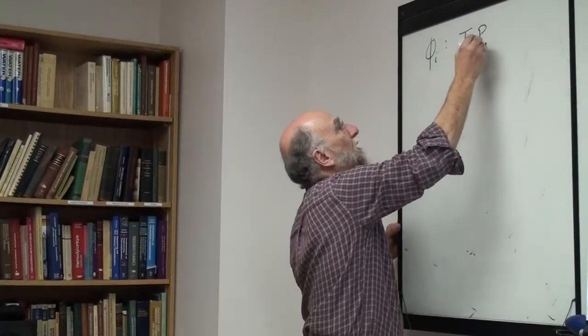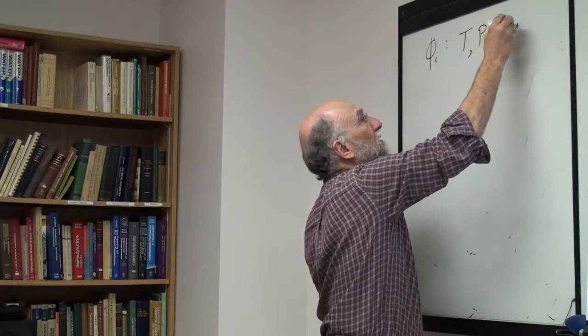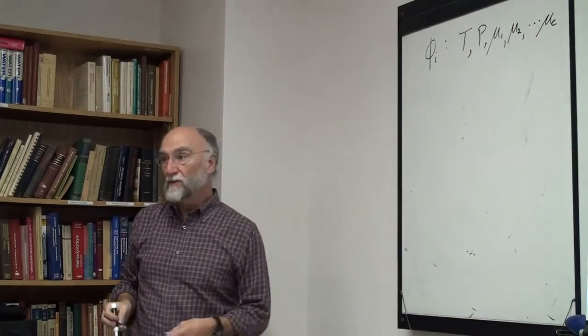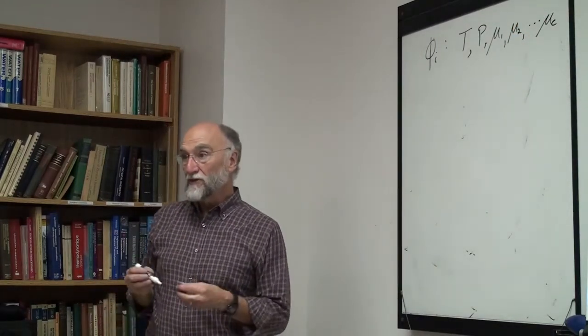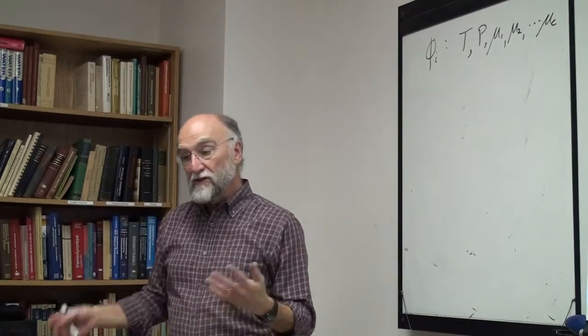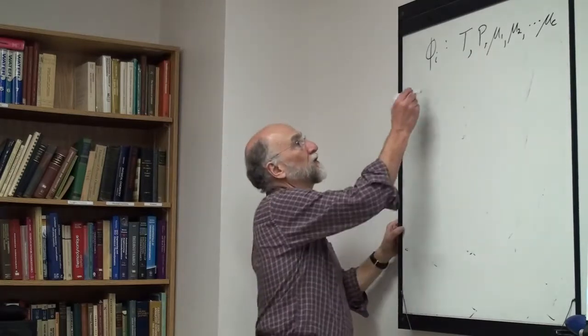Low pressure, and the chemical potentials mu1, mu2, up to mu c, the chemical potentials of the components. Those are the potentials. This is the chemical potential for component 1. Component 1 will go from high potential to low potential. When the system is at equilibrium, every phase has the same T, the same P, and the same chemical potentials. Then we have what we call Qi.